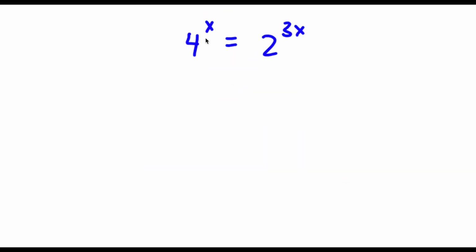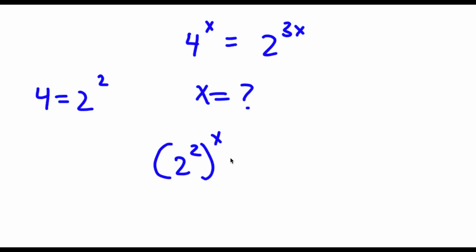All right, so I have 4 to the power of x is equal to 2 to the power of 3x. So I want to find the value of x here. Now, first off, 4, this is the same thing as 2 to the power of 2. So if I replace 4 with 2 to the power of 2, I get 2 to the power of 2 to the power of x is equal to 2 to the power of 3x.